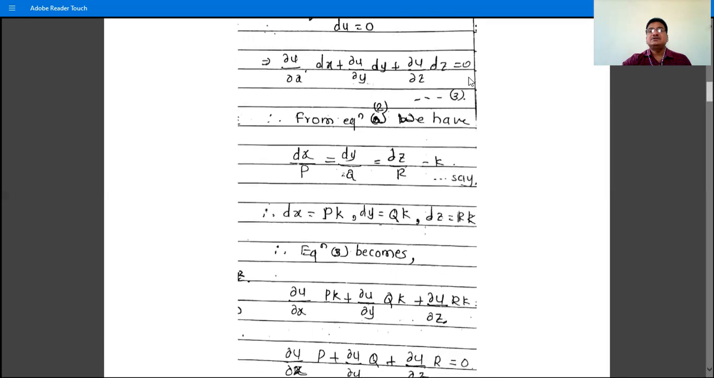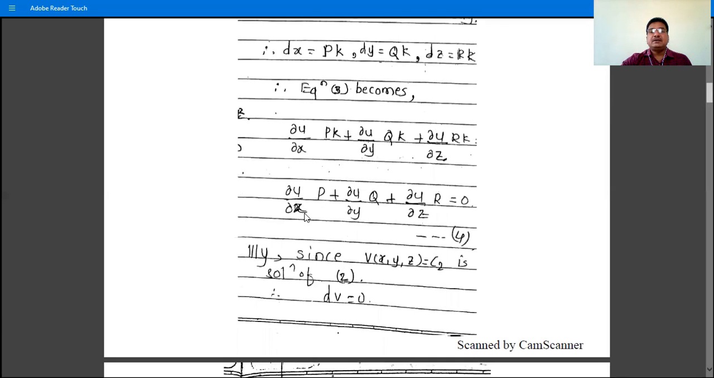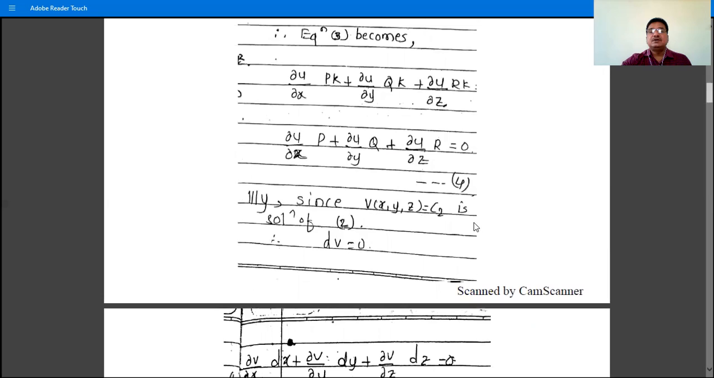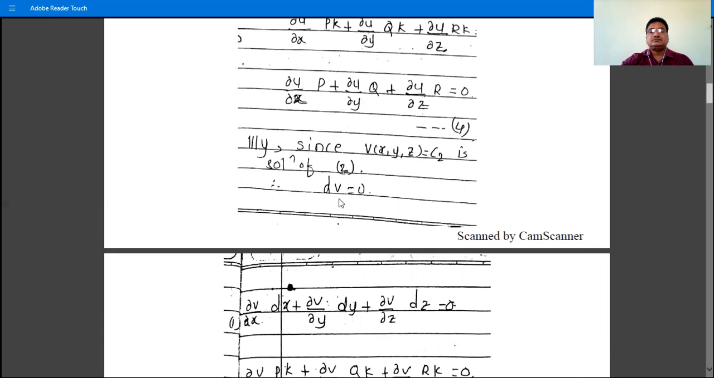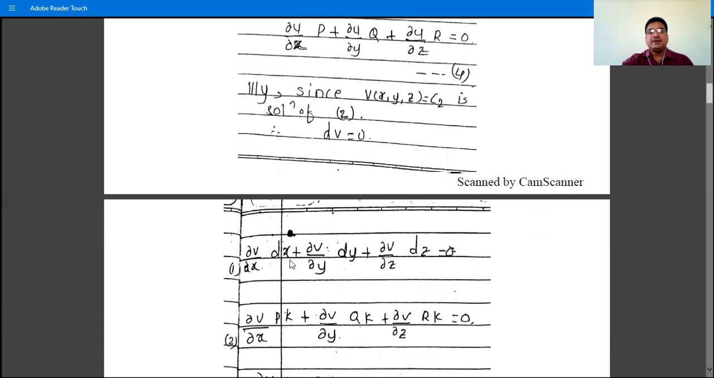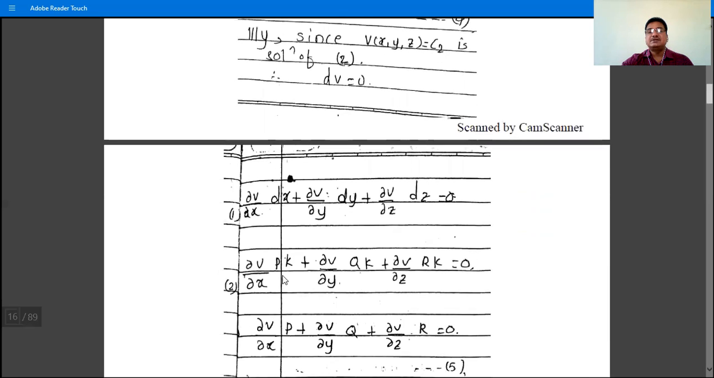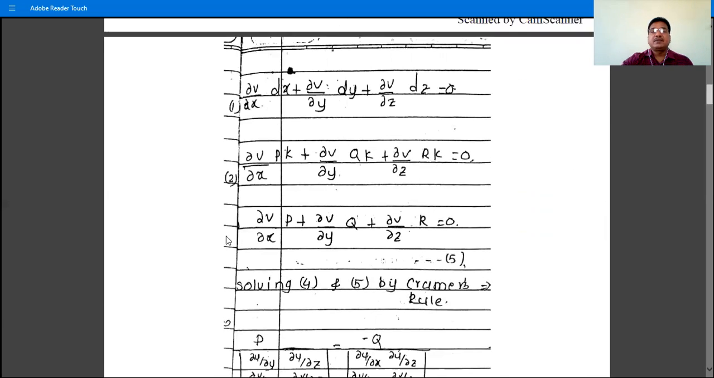So we have this equation equal to 0, and cancelling k, ∂u/∂x P + ∂u/∂y Q + ∂u/∂z R = 0, as equation number 4. Similarly, v(x,y,z) = c2 is the solution of equation number 2, so dv = 0. The complete derivative is ∂v/∂x dx + ∂v/∂y dy + ∂v/∂z dz = 0. Again substitute dx, dy, dz as Pk, Qk, Rk and divide throughout by k, and we have ∂v/∂x P + ∂v/∂y Q + ∂v/∂z R = 0, equation number 5.